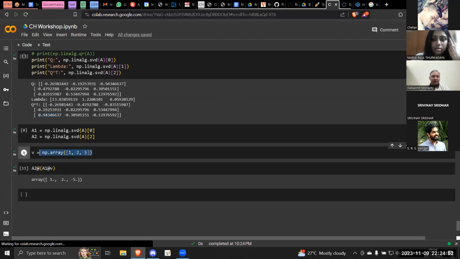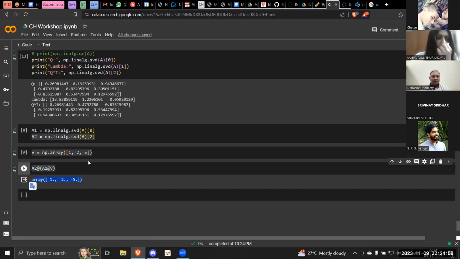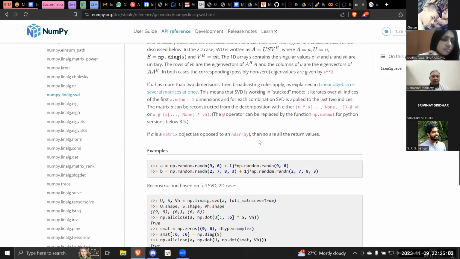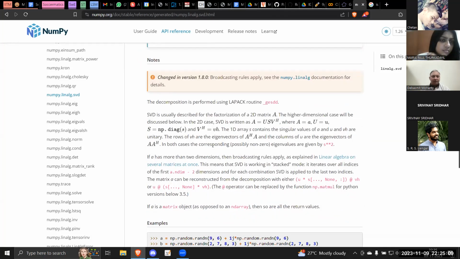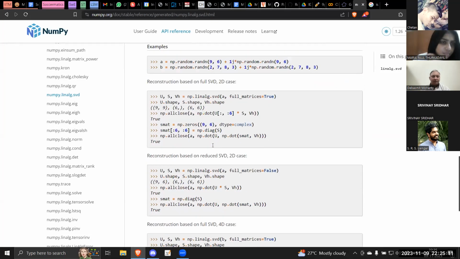I tried to take a vector and applied Q, and then I applied Q transpose. So I got 1, 2, minus 5 instead of 1, 2, 5. So I just wanted to check what the SVD's output is. What does it output actually, sir?